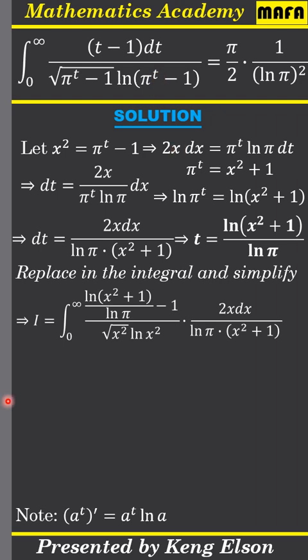All right, now let us go to dt. Now in dt, our dt is 2x dx over the ln of pi times x squared plus 1. So I just replace dt with 2x dx over the ln of pi times x squared plus 1. Now basically we have to simplify.